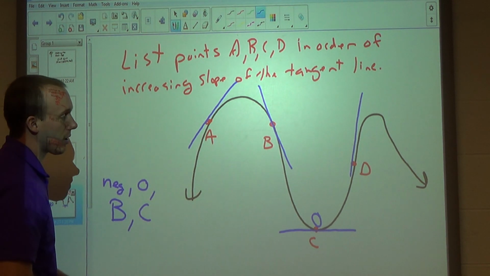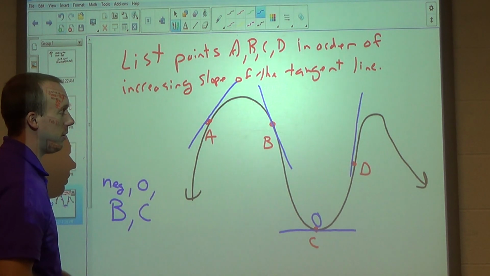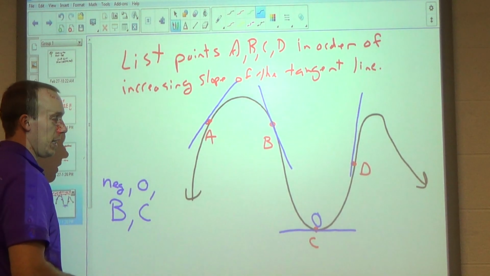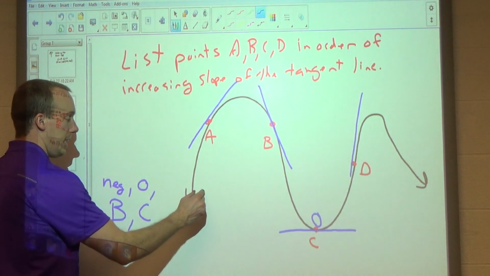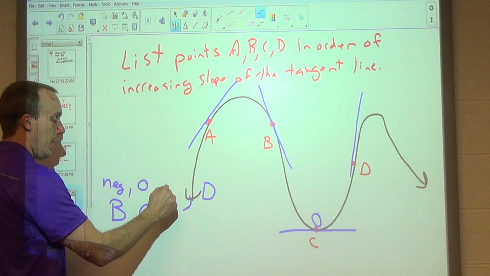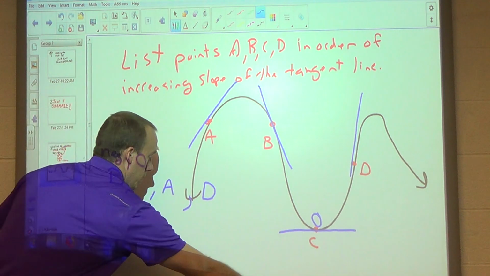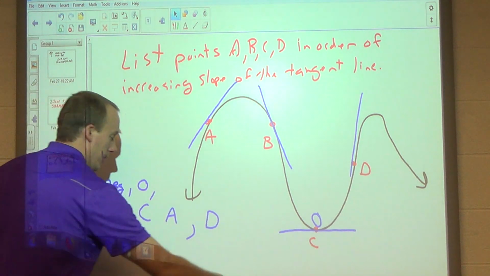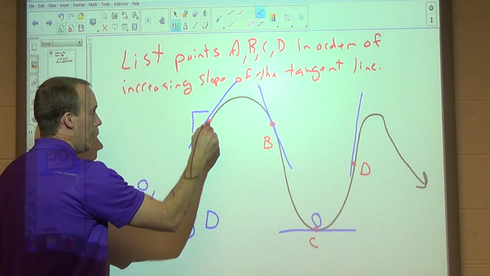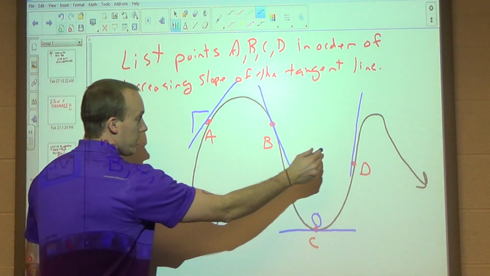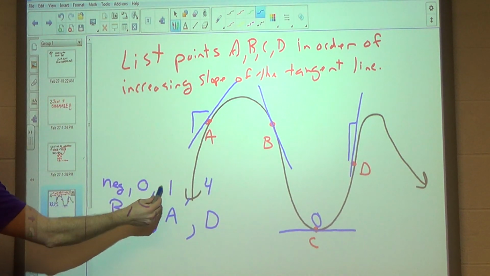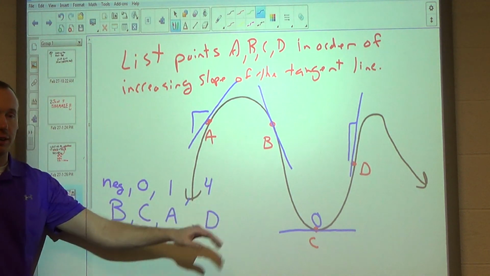And now which one looks like it's going to be a steeper slope, A or D? D. So which one would be the last one then, and which would be the second to last? D is the last, because that's the steepest, that'd be the biggest rise over run. And then A. So this would probably be like up, maybe up 1 over 1. This looks like it might be up 4 over 1. So you see how in order this is negative, 0, 1, and 4? It gets bigger, it's increasing as we're going.